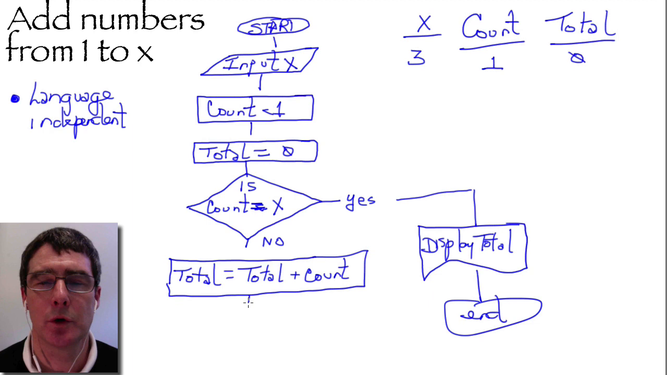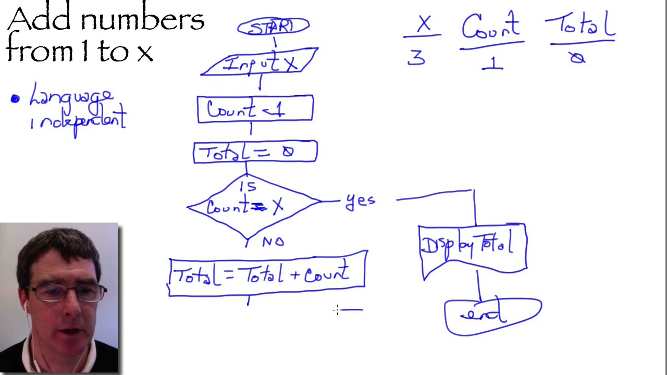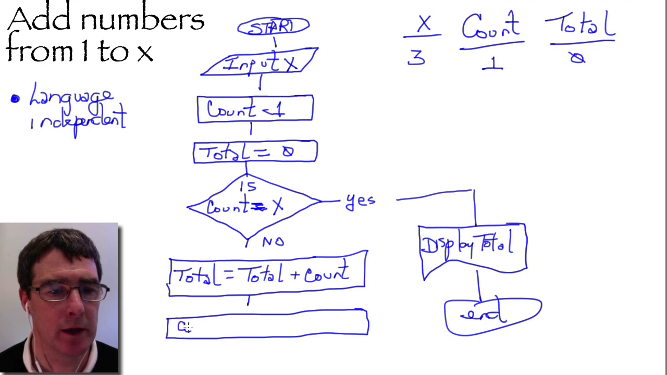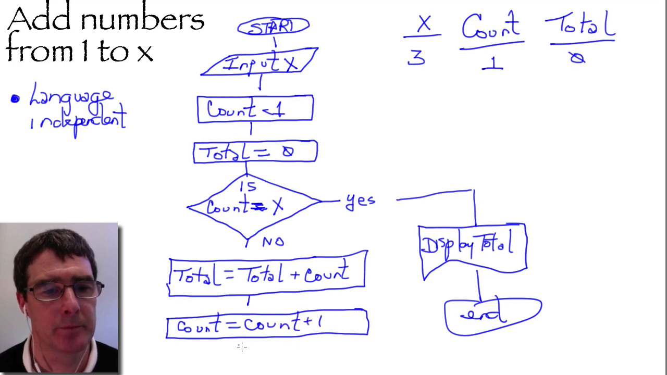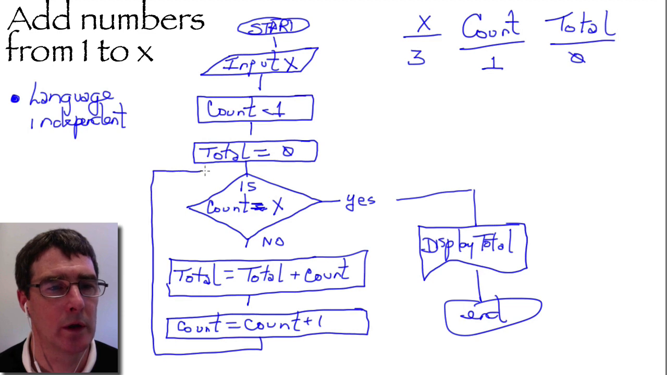And then I've got to make sure I increment my count, because remember I was going from 1, 2, 3, so count's got to increment. So using very math-like symbols, we would just say count equals count plus 1. And then we would go back maybe to here. And these all have little arrows on them to indicate the direction of flow.